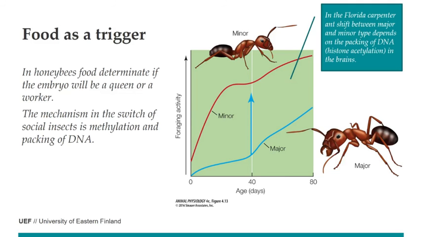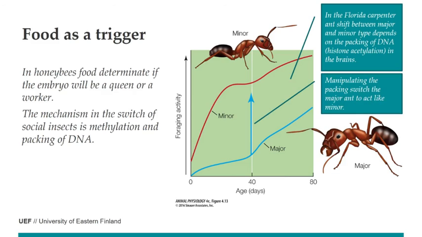One example is the Florida carpenter ant, which switches between the major and minor type, and it depends on the packing of DNA. It's called histone acetylation. And it can be tested by manipulating the packing. It switches the major to act like a minor, so it gathers more food for the society.